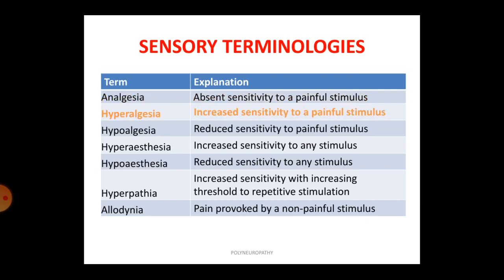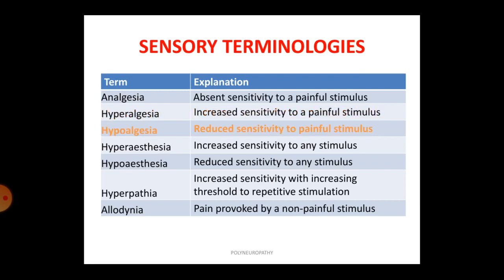Now hyperalgesia. The name itself is telling: hyper means excessive. So it is increased sensitivity to painful stimulus. Hyperalgesia means increased sensitivity to painful stimulus. Then comes hypoalgesia. Hypo means reduced. So hypoalgesia means reduced sensitivity to painful stimulus. I repeat, hypoalgesia means reduced sensitivity to painful stimulus.